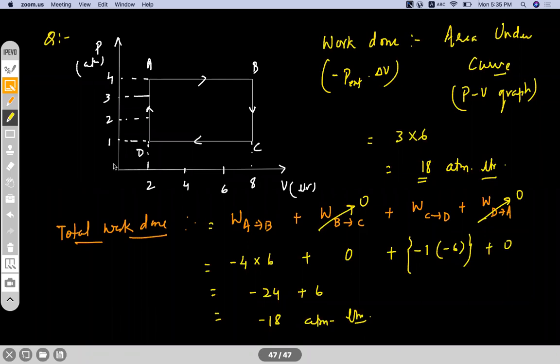Correct. So here you'll get the sign. And this sign means the work done by the system, because it is negative. So work done by the system. So what happens here? We have 18 atm liter.